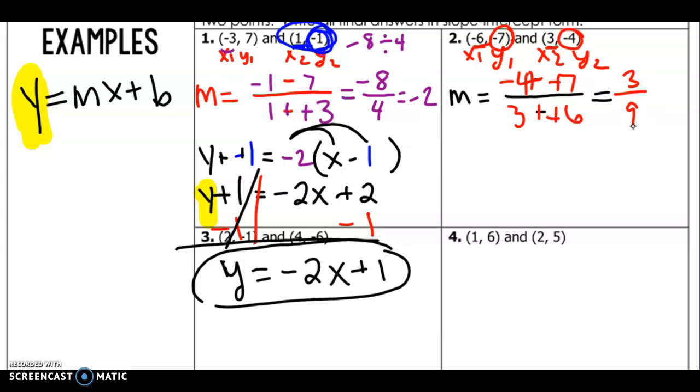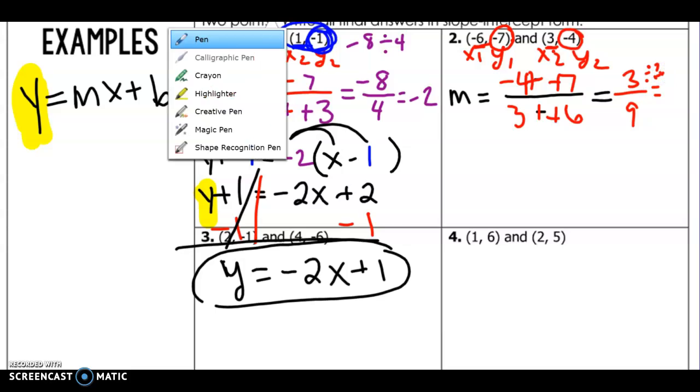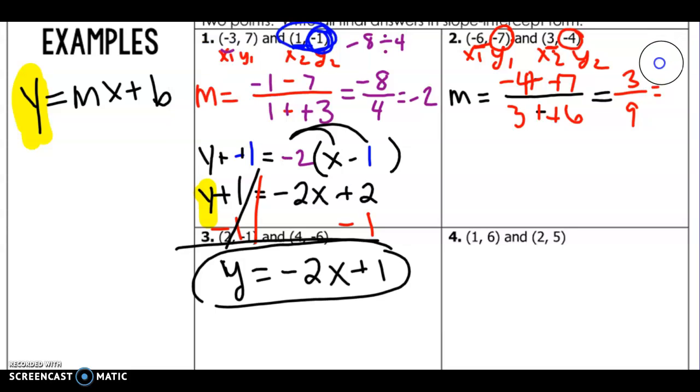Again, you can reduce this fraction. You can divide these both by 3. We're going to divide both of them by 3 because they are divisible by 3. So 3 divided by 3 on the top becomes 1, and 9 divided by 3 on the bottom becomes 3. So that's our slope for this equation.